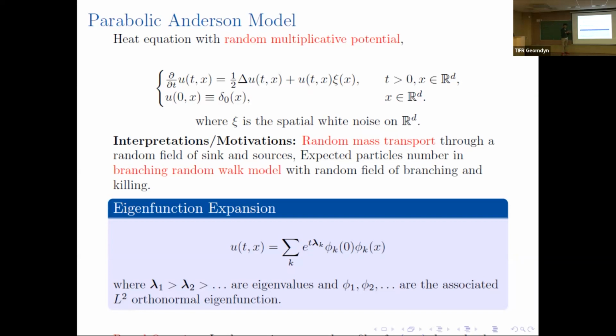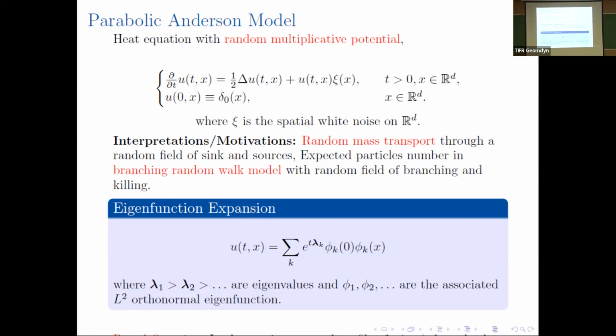Now, this model also has parallel lives, in the sense that not only are people interested in studying it through the lens of Anderson localization, but it also has physical importance. It was used to model random mass transport in random media, sinks and sources, and many other things like the polymer model. One thing I want to point out is that the noise here is space dependent. I did not add a time dependence in the noise. You can add a time dependence, and then it would be a perfect model for the polymer model.